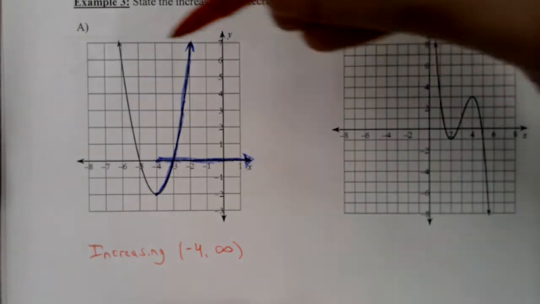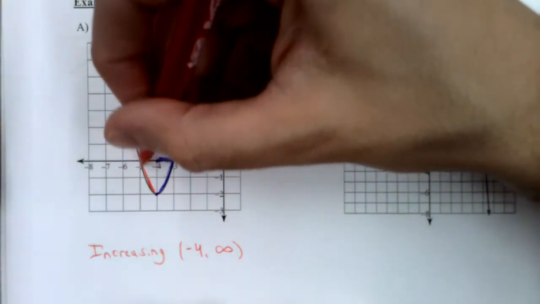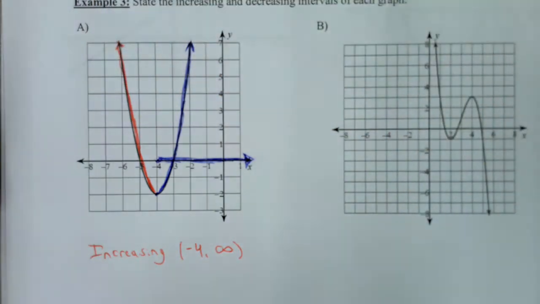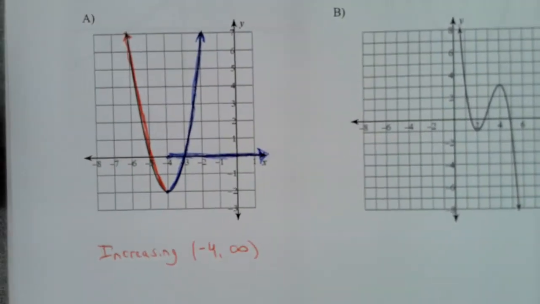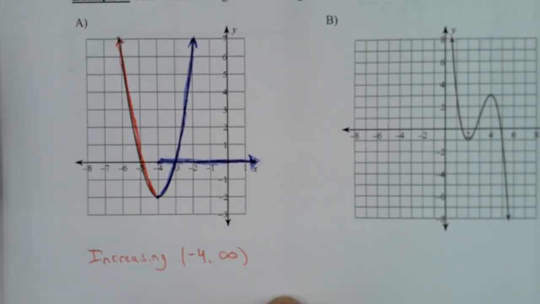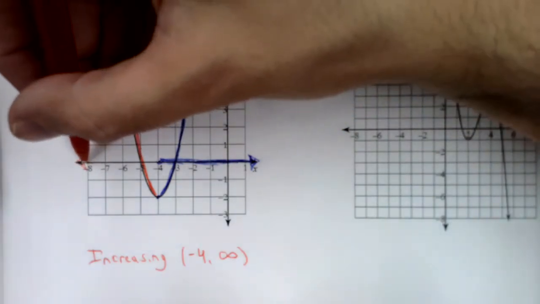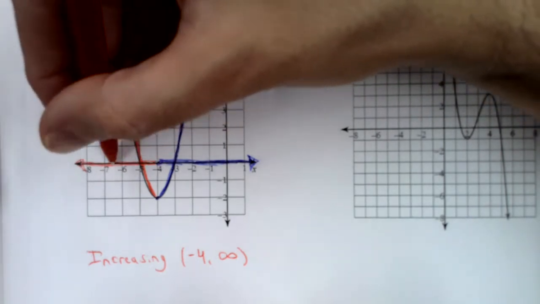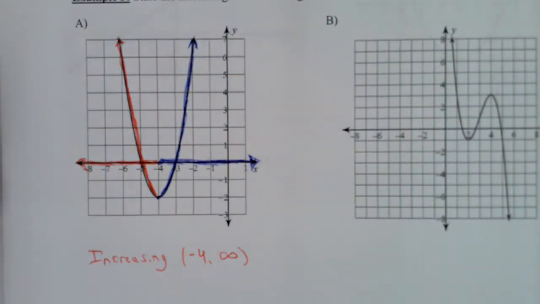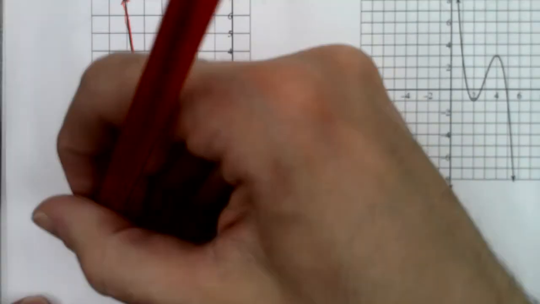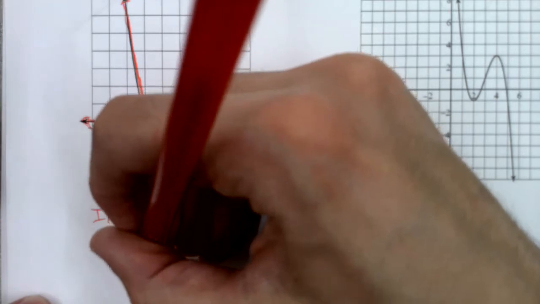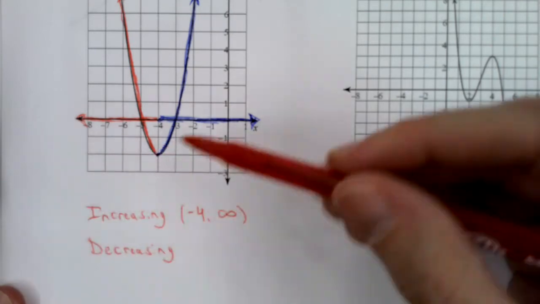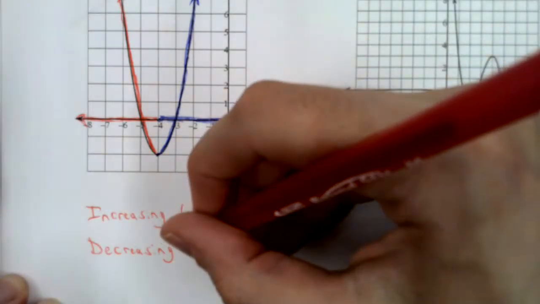Where is it decreasing? Let me do that in red. That's where it's decreasing on the graph. So what x values correspond to that? Well, -4 to the left. So I'm going to write my answer using parentheses and using the x values. So it's decreasing, smaller number first, from negative infinity on the x-axis all the way up to negative 4 on the x-axis.